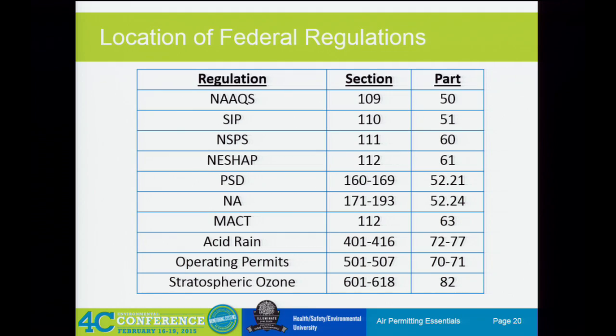One other thing to note, if the section starts with 100, that means it's associated with Title I. As you can see, our operating permits is sections 501 to 507. That's because it's in Title V.